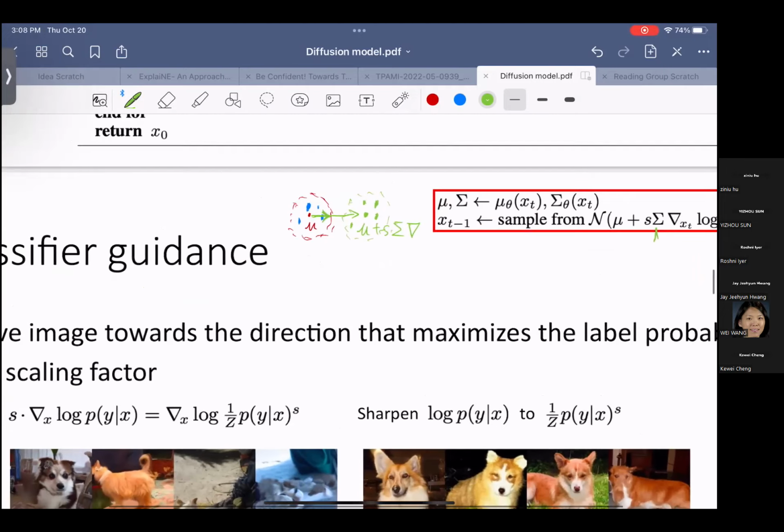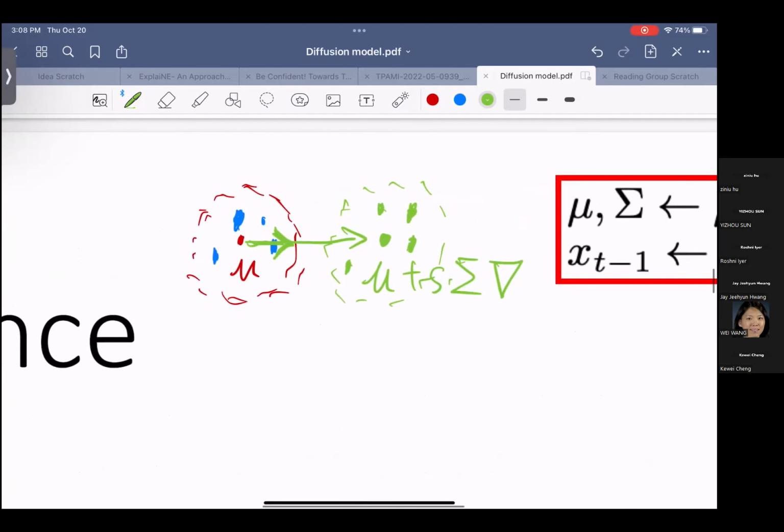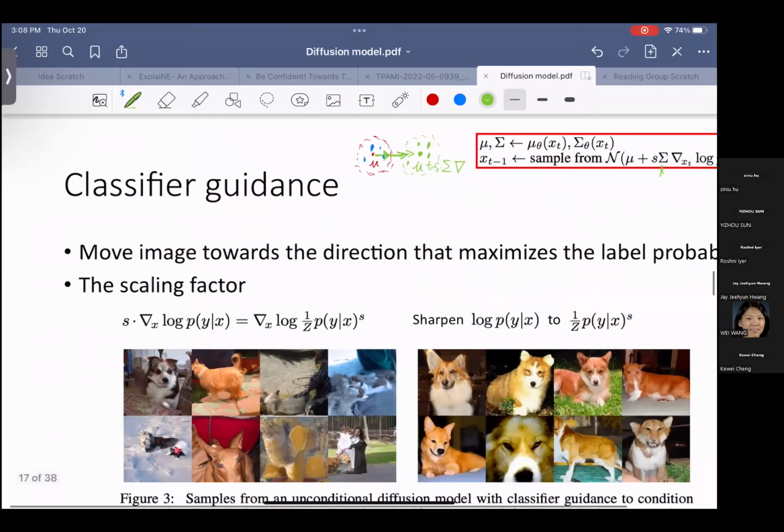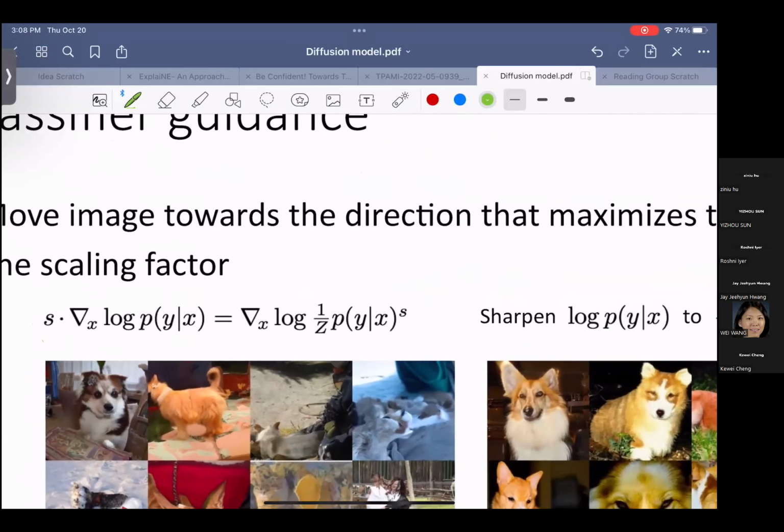Just getting back to this S parameter, there are two ways to understand that. Let's say originally your gradient is this big. If you multiply it by a bigger S larger than 1, you will move more towards this direction, right? It means you are closer to the point that will maximize the Y. The other way of understanding that is that because you have a gradient, this expression is actually equivalent to this expression. So you can stare at it a little bit. Z is a constant, so when you take the gradient, it will be gone, and this S will come down from the log to here. So what does this mean, right?